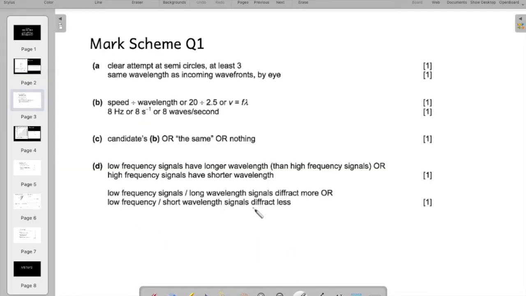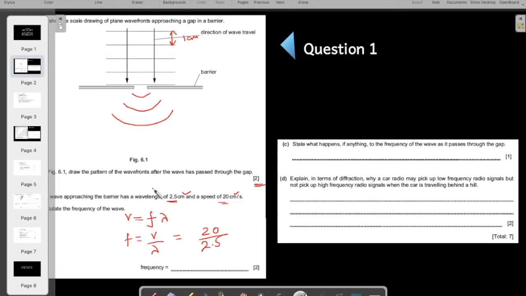If you look at the mark scheme, speed divided by wavelength, 20 over 2.5. This will give you your answer, which is 8 Hertz. 20 divided by 2.5, 8 Hertz. Simple and easy question. Let's come to the C part.